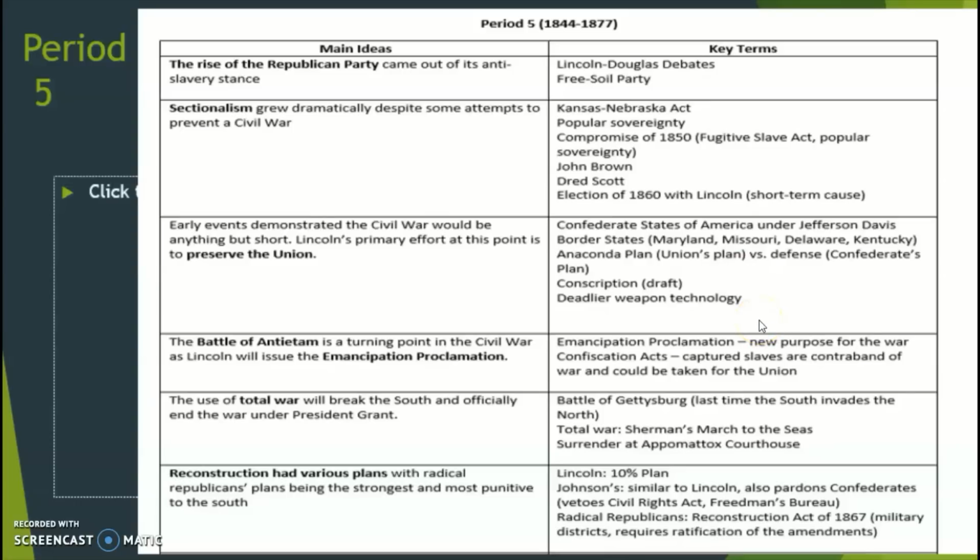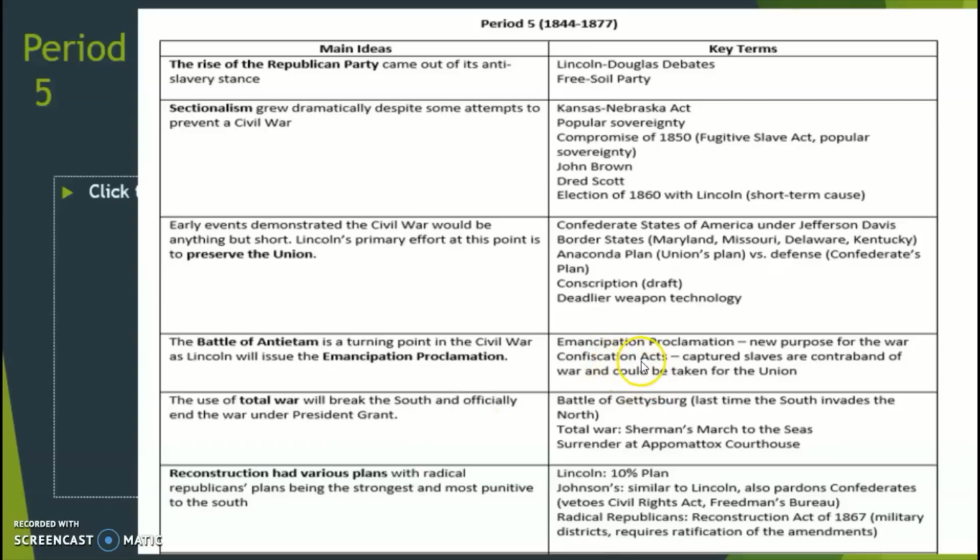Now, some of the major battles, you don't really need to know every big battle here. They're really focusing on the major issues. One of the more important ones is the Battle of Antietam, which is a turning point along with Gettysburg, but in particular Antietam because of the Emancipation Proclamation. And this is going to establish a new purpose for the war. And of course, that is going to be for ending slavery.